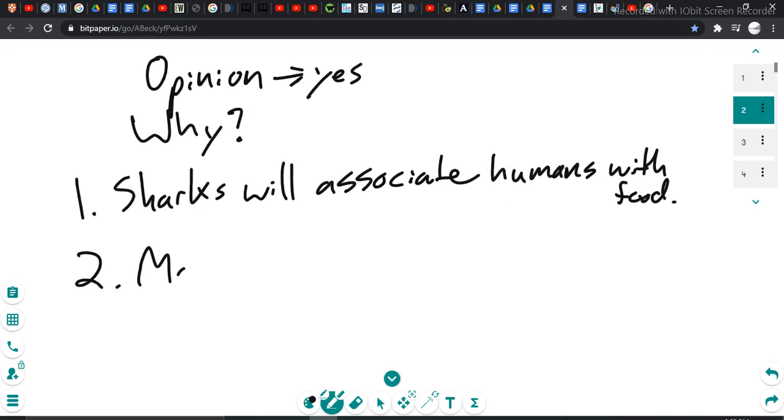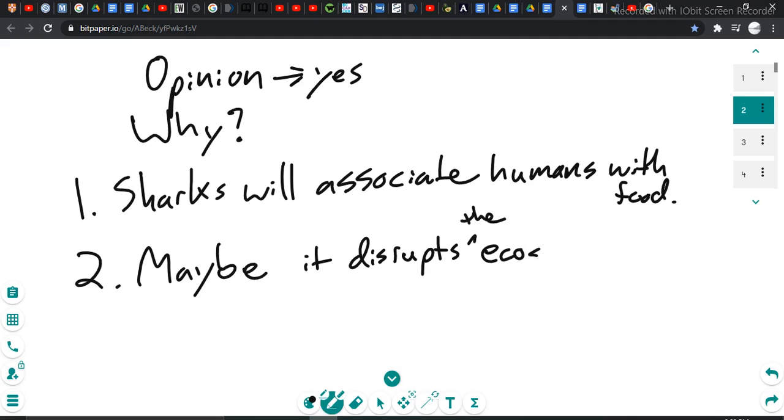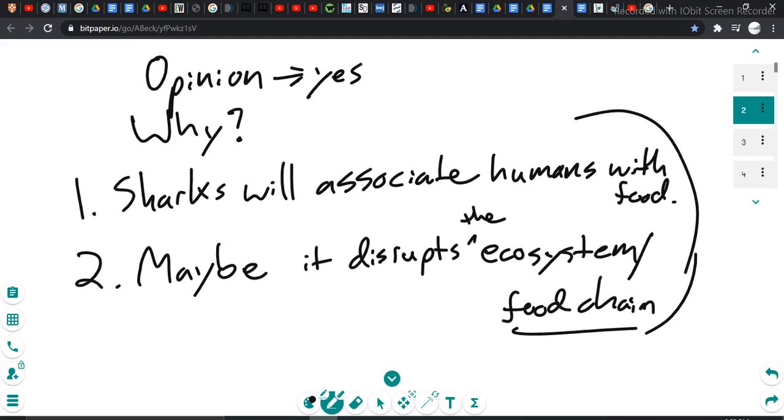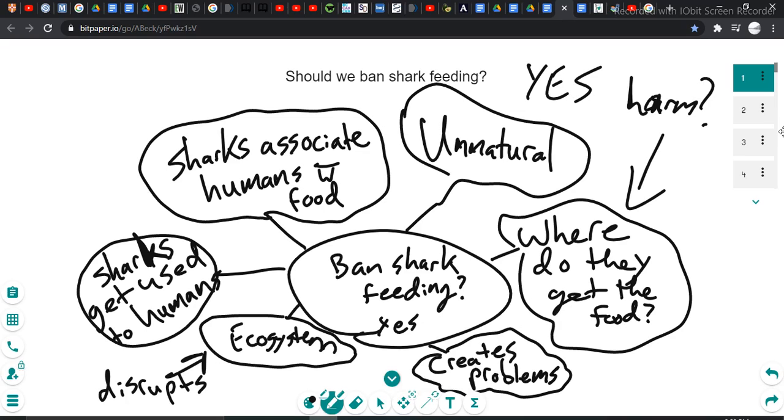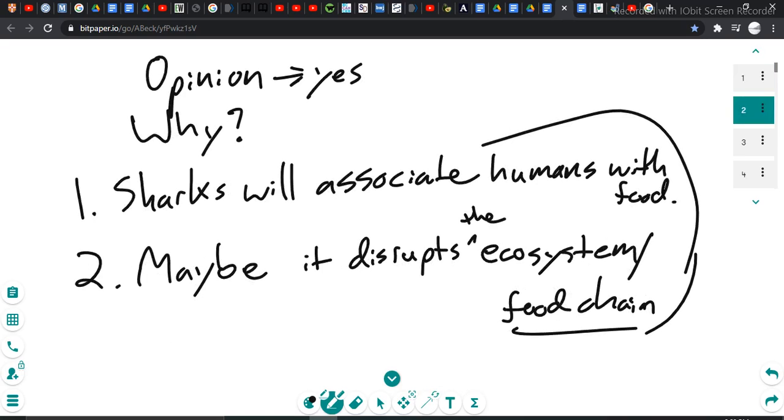Okay, and I'm not really sure, but this is my opinion. And that's okay. If it's your opinion, you don't have to be 100% certain. You just have to have an interesting idea and have some evidence. So maybe it disrupts the ecosystem, the ecosystem, I should say, if I want to be proper. The ecosystem, or even you can say the food chain. So what I just did here, this takes a while. It's not easy all the time, but I just did some brainstorming and then I came up with my reasons, and now I really feel ready to write this response.